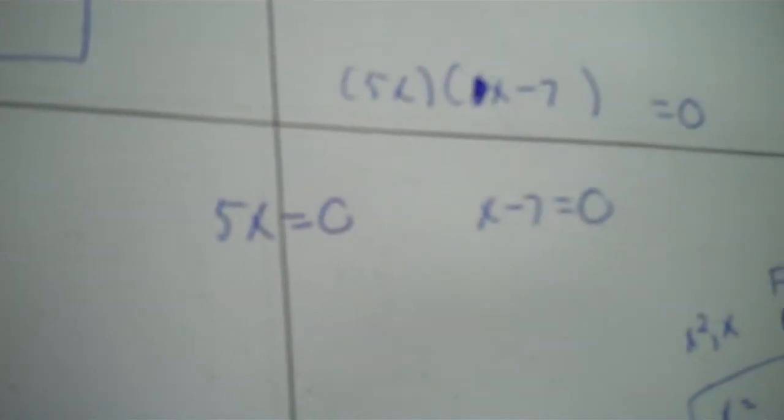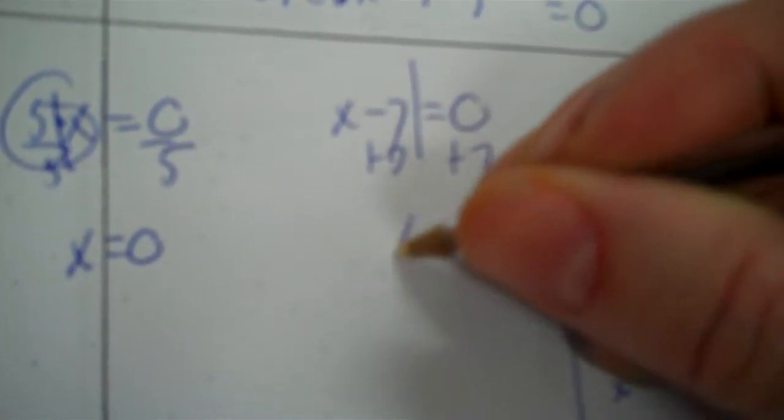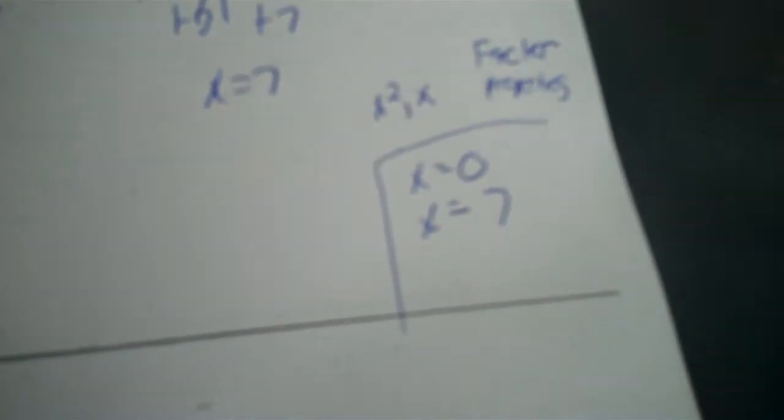I don't like 1's in front of x's when I factor at the end. I use 1's, but not at the end. When you're lining up your factors, if you have a 1, it shouldn't be there. Divide by 5, and x equals 0. Plus 7, x equals 7. 0 and 7.